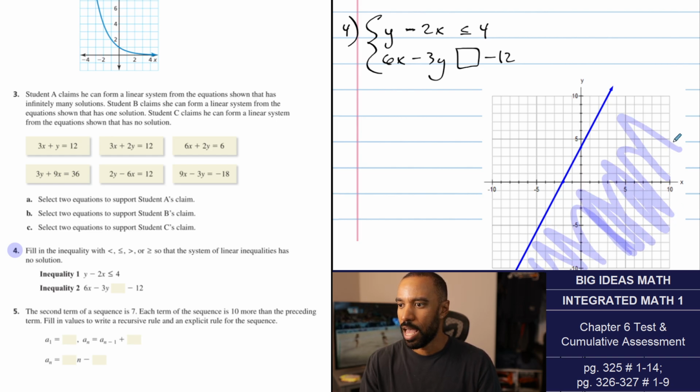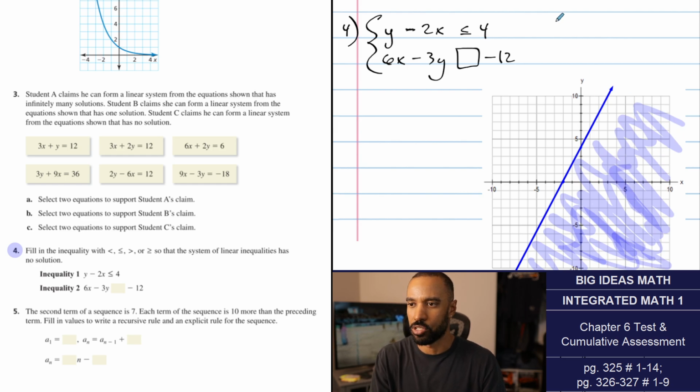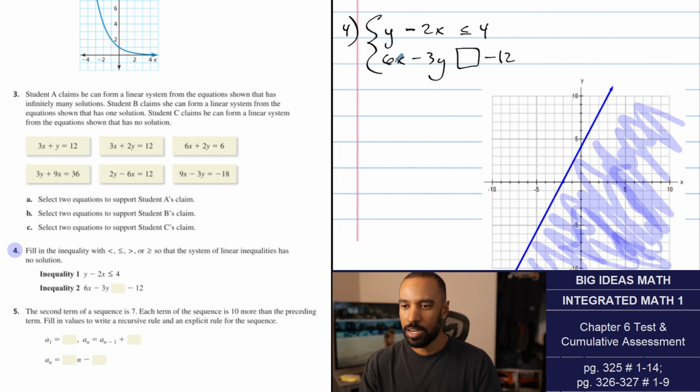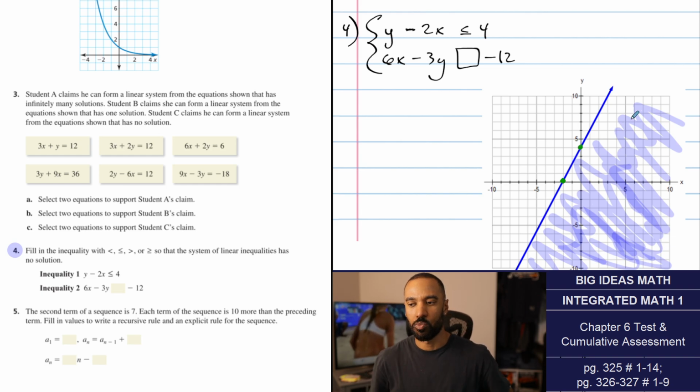So there's shading underneath. I need to make sure my other graph doesn't have an overlapping shaded region that matches this one. So my next graph: divide by 6, you get -2 for an x-intercept, same as this one. Divide by -3, you get a y-intercept of 4. So they share the same x and y-intercepts.